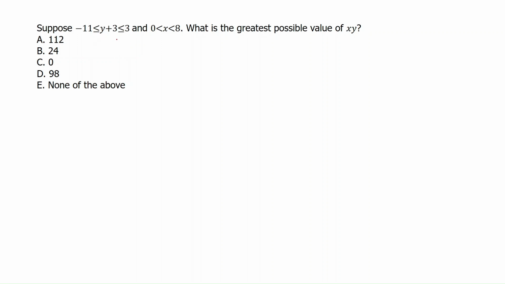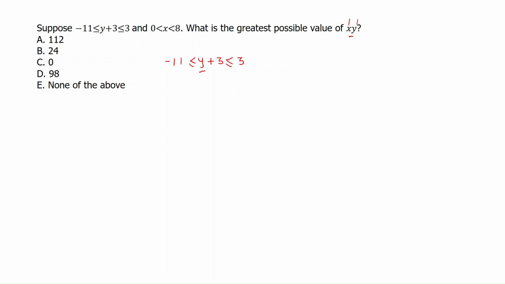So this is the algebraic inequality problem where we have to find the greatest value of xy. This is from a Math Olympiad question of Singapore. First, before finding the greatest possible value of xy, we need to find the range of values for x and y. The given inequality for y is minus 11 less than or equal to y plus 3 less than or equal to 3.